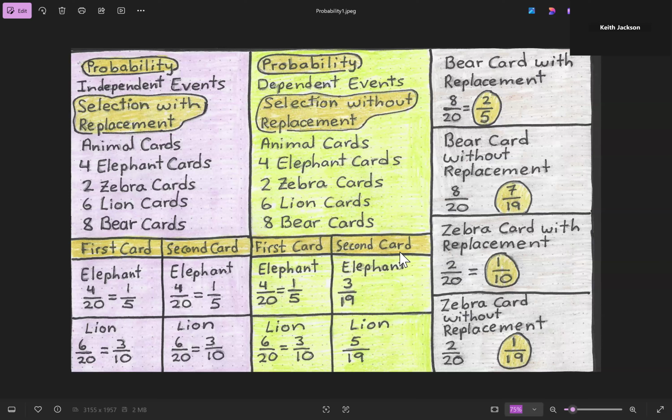Okay, I gave you a lot of information, and I wouldn't blame you if you need to pause the video to gain a deeper understanding of this concept, or replay this video as many times as you need to deepen your understanding of what probability is as far as independent events and dependent events go.